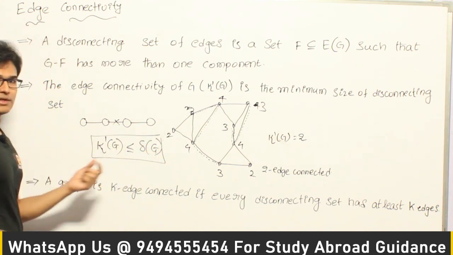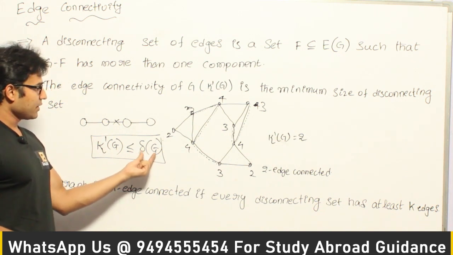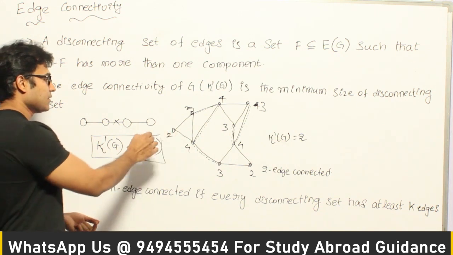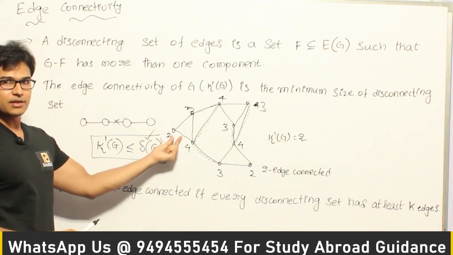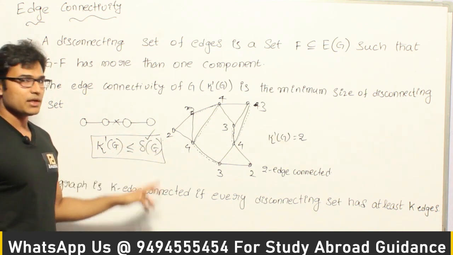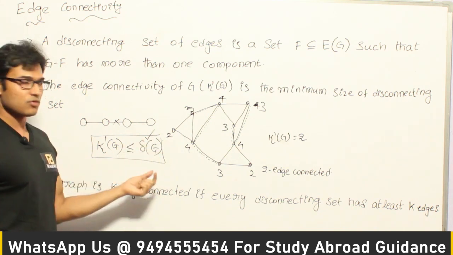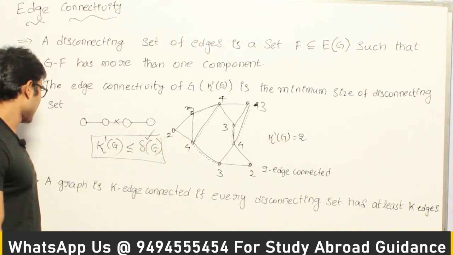So why is this true? The reason is simple. If you delete the edges which are incident on the vertex with the least degree, then you are definitely going to isolate it, right? In the best case you will be able to do that. You need not go beyond that, right? Therefore the worst number for this is this one. You need not go beyond that.